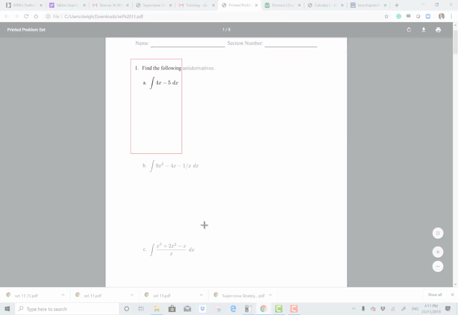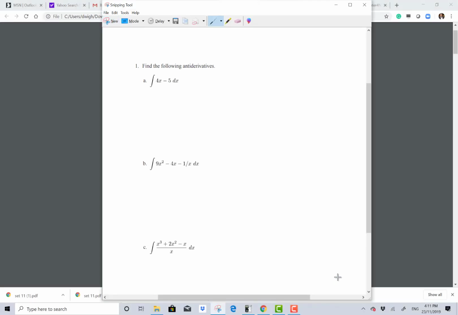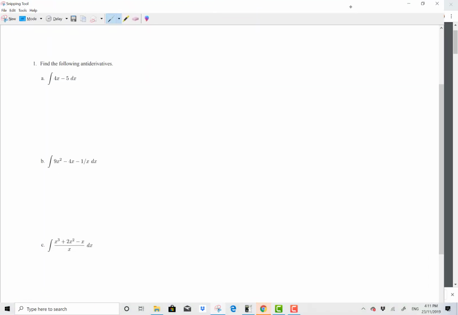So with that being the case right here, we're going to be working on 1A, B, and C. So for the first one, let me just make this a little bit bigger. We're going to have the integral of 4x minus 5 dx. This is going to simply be 4x squared divided by 2 minus 5x plus c, and that is our first problem.